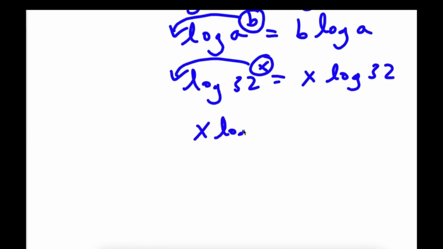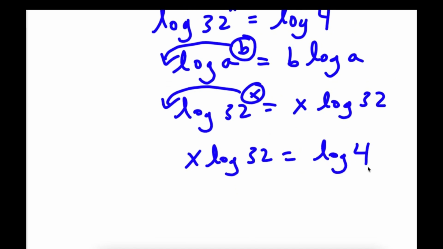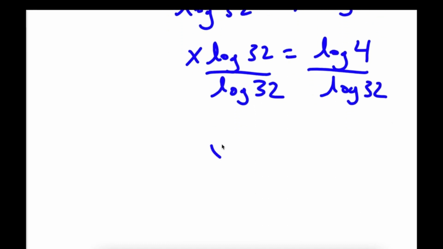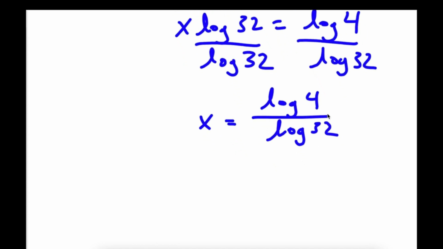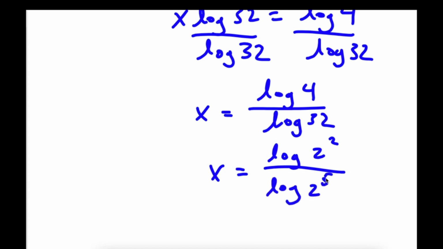So now I have x times log 32 is equal to log 4. Now I can divide both sides by log 32. So now I get x is equal to log 4 over log 32. Now 4 here, this is the same thing as 2 squared. And 32, this is the same thing as 2 to the power 5.